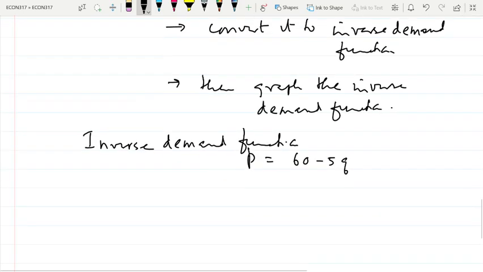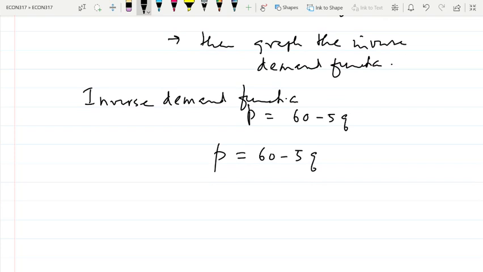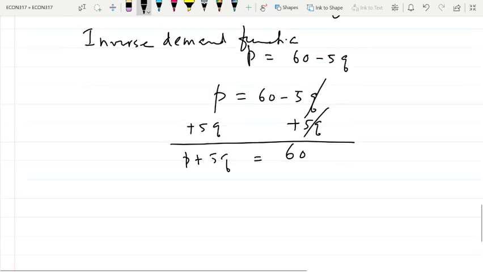Now I want to change this inverse demand function to find out the related demand function. So let's start. First we will write down the inverse demand. Now I want Q to be on the left hand side and P to be on the right hand side. So I have 5Q here, 5Q there. So what I obtain is P plus 5Q. These two cancel out, 60 on the right hand side.